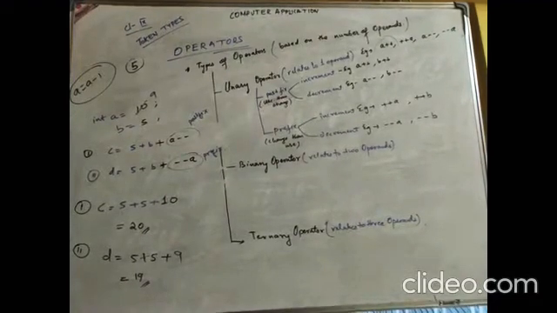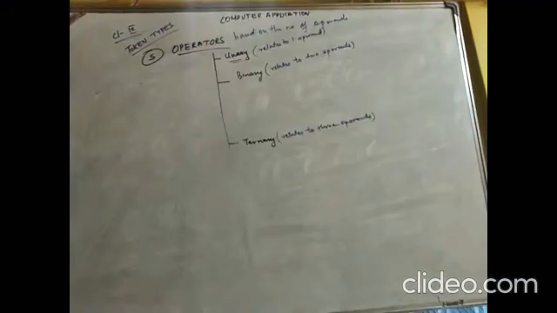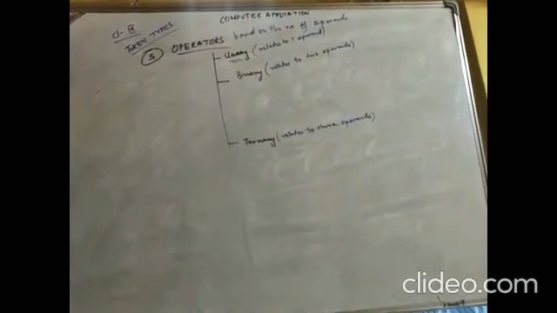Now in the next video I'll be discussing binary operators and ternary operators. Okay, now next about your binary operators. Unary we have finished. Now about binary operators, basically we have learned about unary, binary, ternary. Unary relates to one operand, binary relates to two operands, and ternary relates to three operands.